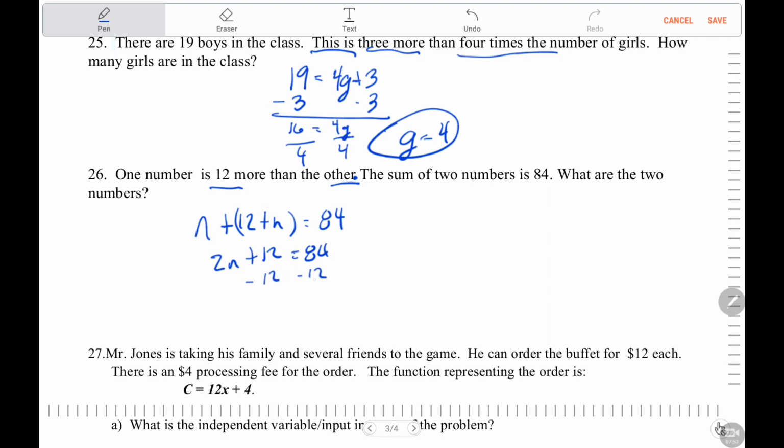Subtract 12. 2n equals 72. Divided by 2. So that number is 36. All right, so again, the hardest part is 12 more than the other number. That's what this is. 12 more than the other number. So you have a number, and then 12 more than that number.